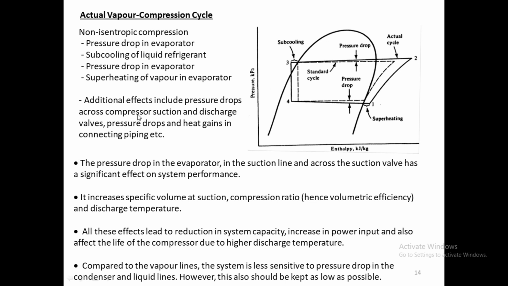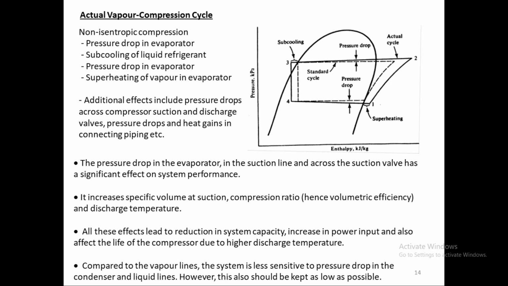Additional effects include pressure drops across compressor suction and discharge valves, pressure drops and heat gains in the connecting piping system. As you can imagine, when any fluid is traveling in a pipe, after traveling a certain distance, its pressure will drop. Why? Because of the hindrance produced by the surface of the pipe itself, and because of the viscosity of the fluid itself. Those two are the factors which will hinder the flow of the fluid inside the pipe. As a result, there should be a pressure drop.